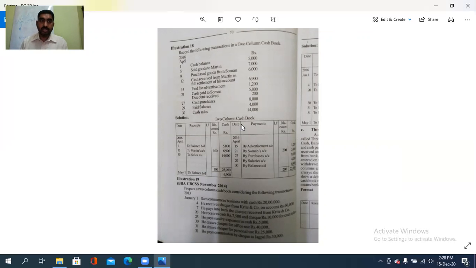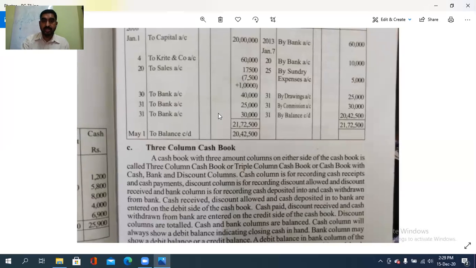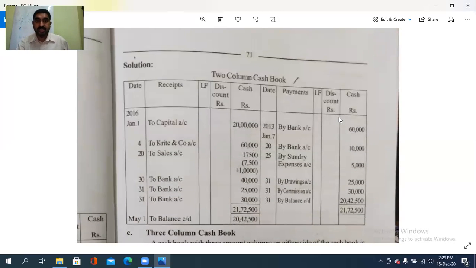Commission paid, so commission account debit to cash. Like the same, commission account debit to bank. So by commission, that is the entry. And that is to be deposited, isn't it? So that is for that purpose. What is the entry? Cash account debit to bank, that is 30,000. See the 31st entry, 31st day to bank account 30,000. So how much is the balance now? 20,42,500, while the opening is 20 lakh itself.